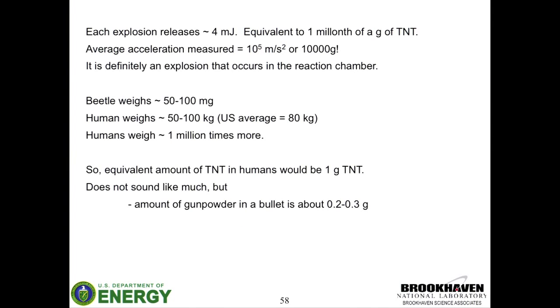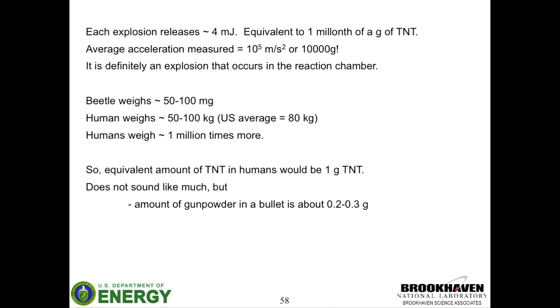So let's put it in context. We have done the calculations, and each explosion releases about 4 millijoules, equivalent to one millionth of a gram of TNT, not very much. Acceleration rates in there are tremendous. 10,000 G is the acceleration that we measured inside. In context, the maximum human on a rocket sled is about 45 G. People cannot survive this. So it's definitely a huge explosion that occurs inside this insect.